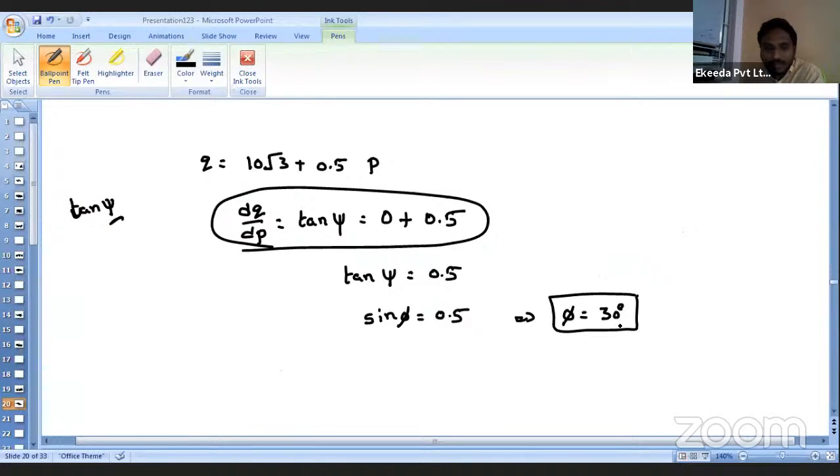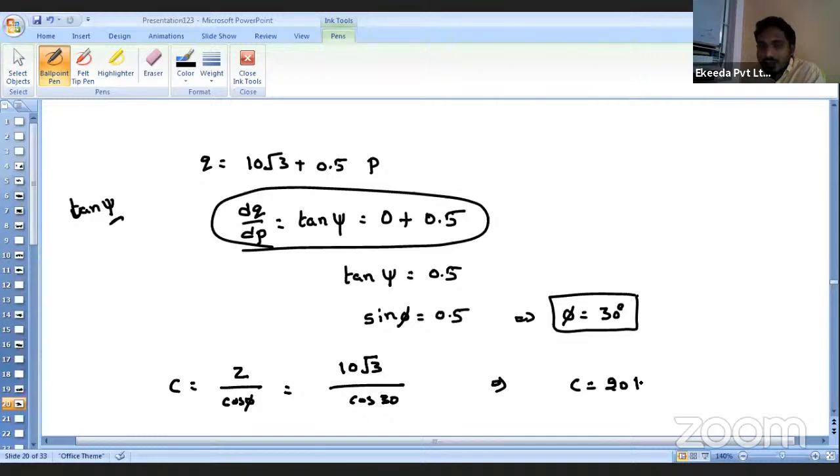So we already got the phi value. From the phi value, what about the relation for cohesion? The cohesion relation is nothing but z divided by cos phi. The z value is given in the question as 10 root 3, divided by cos 30. Cos 30 is nothing but root 3 by 2. Root 3 gets cancelled, 2 goes upward, and your c value will be 20.